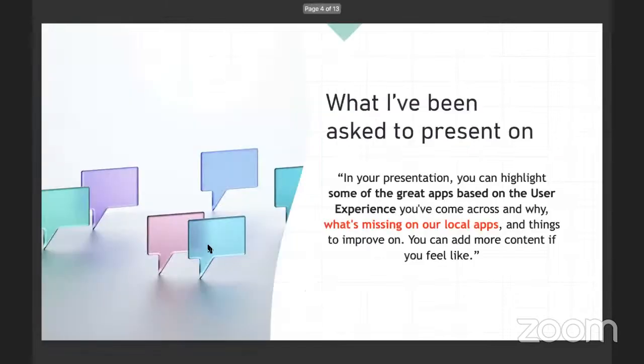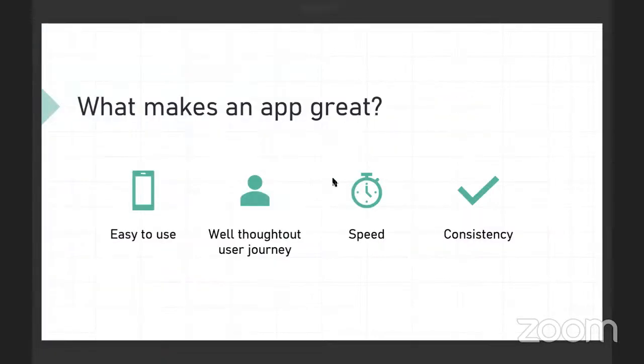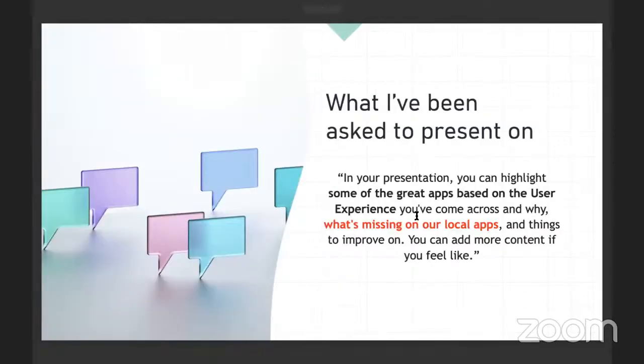And I hope that answers the question. You can highlight some of the great apps on user experience, but I can't name any local apps per se. I can just say what makes most of the apps that are great, these 4 things. So the second part of my requirement was to highlight what's missing on our local apps.